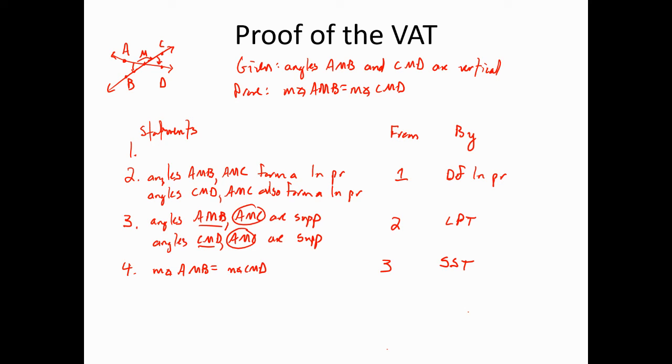Now, notice how short that proof is because we allowed ourselves to make use of previously proven theorems, specifically the linear pairs theorem and the same supplements theorem. It would be crazy not to do that. It's just redundancy to have to prove the theorems again, and it also makes our proof so much easier to write and to understand.